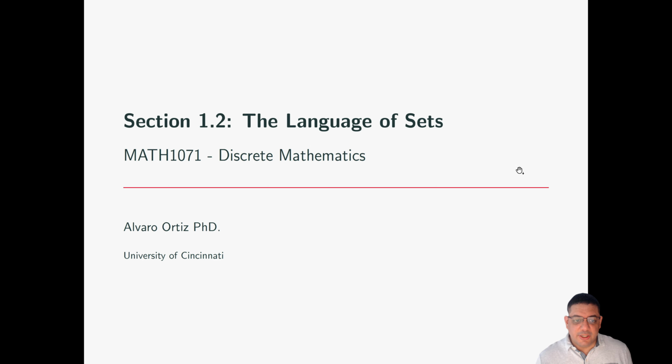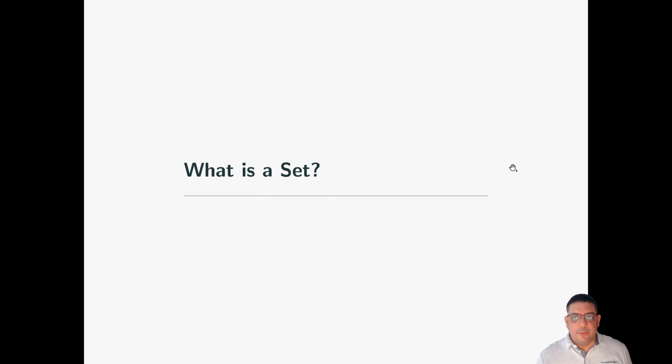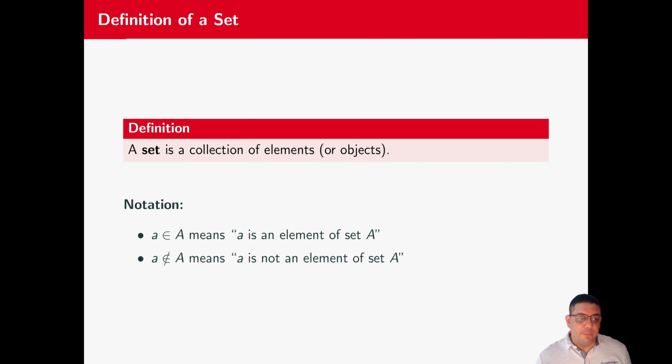Hello everyone, this is section 1.2 on the language of sets. So first, what is a set? By a set, we mean a collection of elements or objects that we put together. We have a couple of different presentations for a set. It can be represented as a Venn diagram with circles, or it can be represented between brackets.